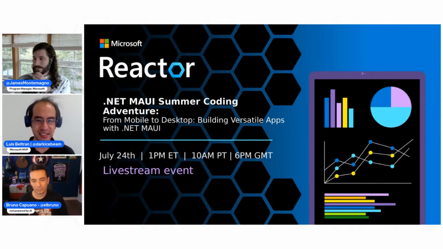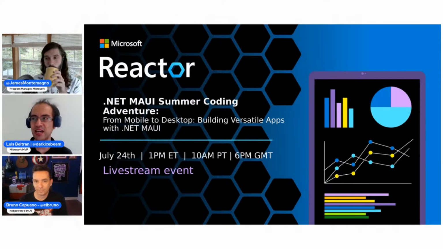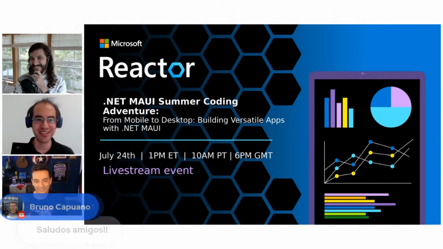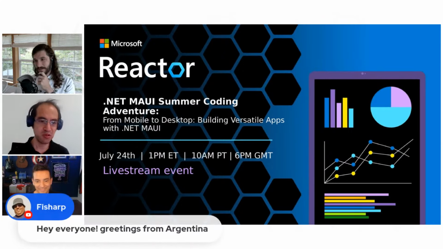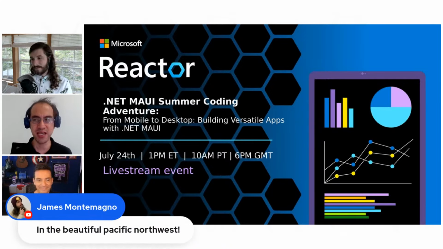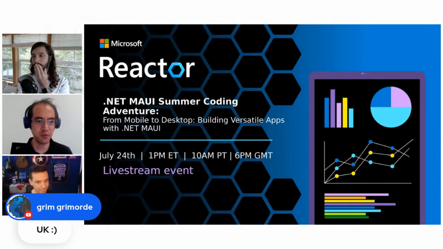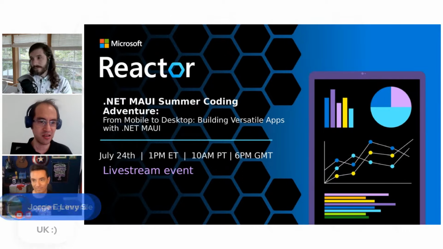So basically, in this event, there will be 4 sessions every Monday at this time, 1 p.m. EST, sorry. The first session is from mobile to desktop, building versatile apps with .NET MAUI. So it will be something like introduction, what you can do with this platform, with this technology. Then we will move to explore the UI design, which is also important because we want to create beautiful applications. So we will learn some tips, some tricks. Then we will move towards another topic, which is the MVVM, a pattern that helps us to reuse code and also to build applications more efficiently. And finally, we will work with local storage.